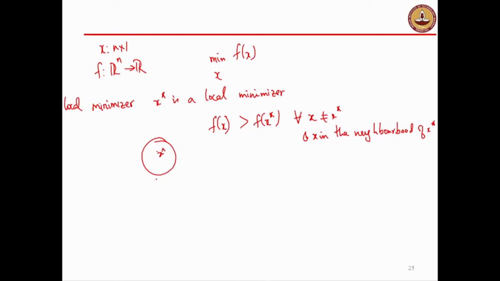Likewise, in the case of minimizers, we are usually interested in trying to find minima of functions. I am trying to find that value of x star such that f of x, for all the other points, should be larger than or equal to f of x star. It could be equal to, but it definitely should not be smaller than that of x star. Then x star is a local minimizer.